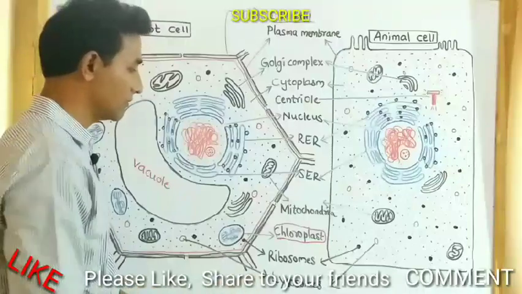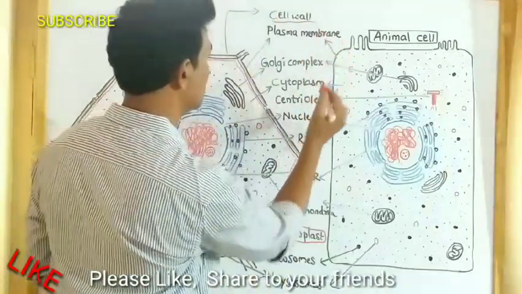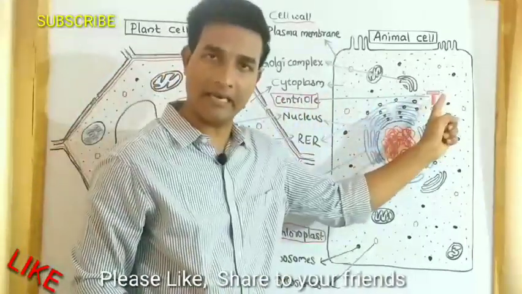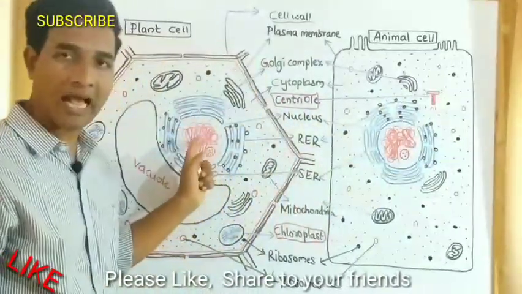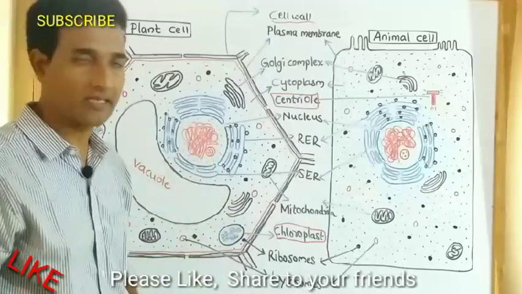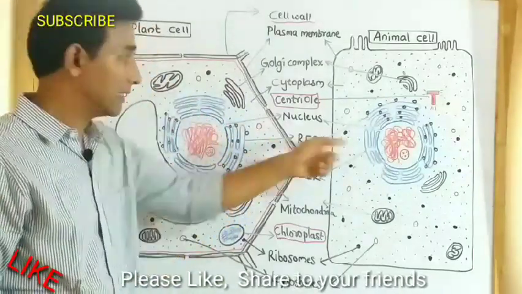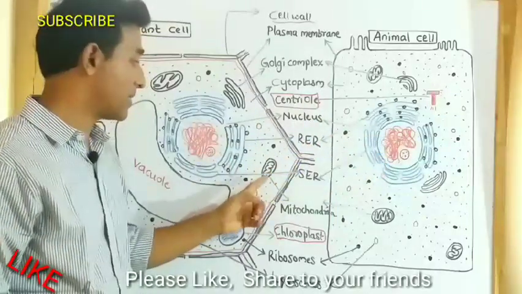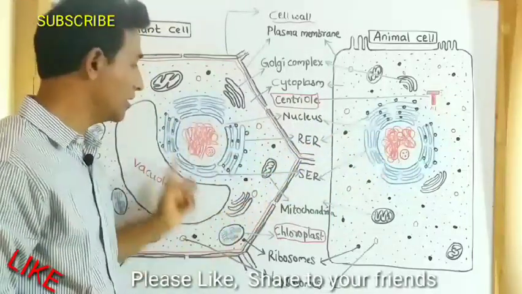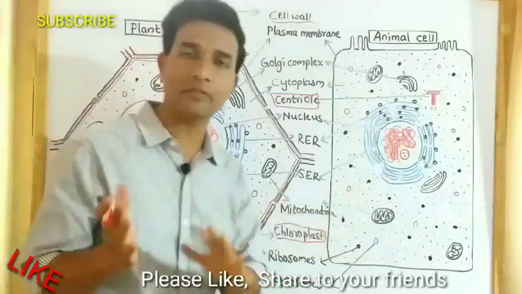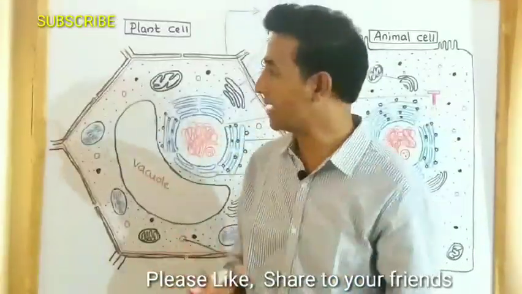And one more is, you can find centriole only in the animal cell, but centrioles are absent in the plant cell. Mitochondria are more in number in the animal cell, but mitochondria are less in number in the plant cell. And these are all some differences between plant cell and animal cell.